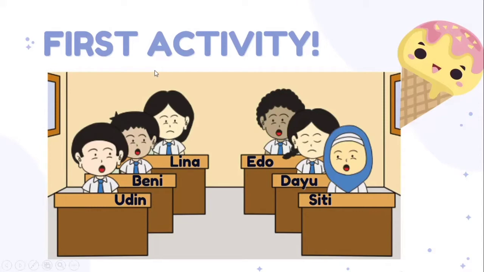Her name is Lina. And there is one girl with a headscarf. Her name is Siti. And there is one girl also with plaits. Her name is Dayu. Is there a teacher in the classroom? Do you see the teacher in this picture? No, isn't it? Yes, there is no teacher in the classroom.